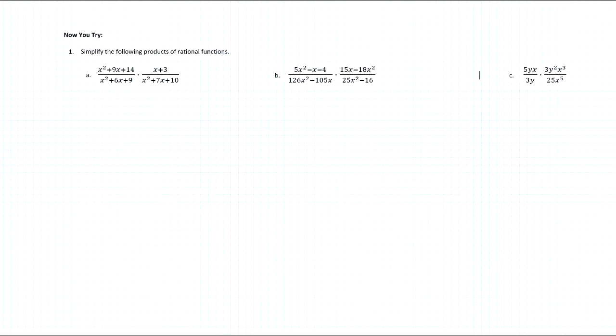All right, welcome back everyone. Let's look at the answers to the Now You Tried problems where we are simplifying the following products of rational functions.